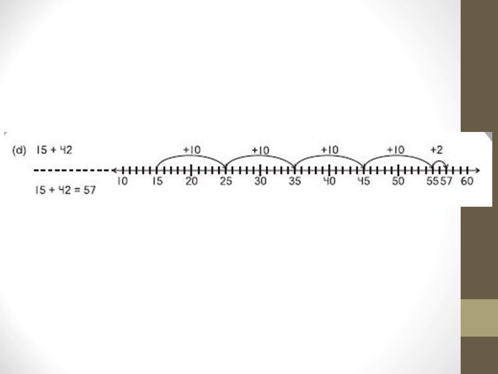In question number D, we have to do 15 plus 42. So, starting with 15, we added 10 4 times. That means 40, and then added 2. So, we got 57.